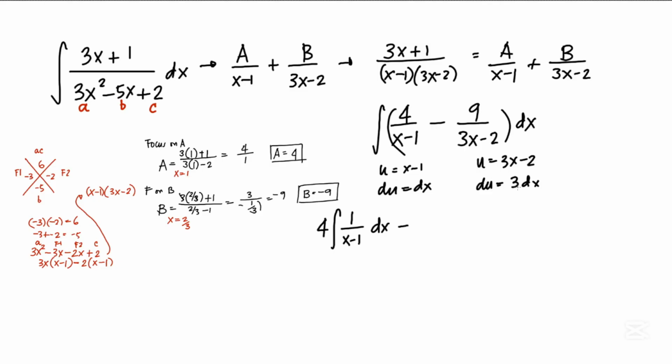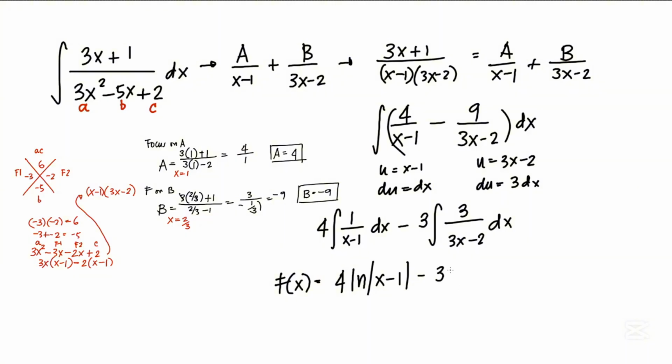Minus, and I need to see 3 dx. So, out of 9, I can take out 3, so that I am left with 3 over 3x minus 2 dx. Yay! And with that, I can just solve this like I did earlier. F of x, the integral is 4 ln|x minus 1| minus 3 ln|3x minus 2| plus c. Okay? So, I hope that you understood this part.